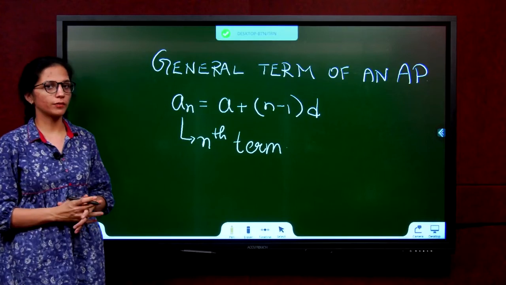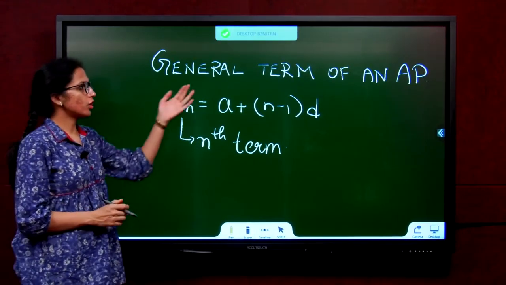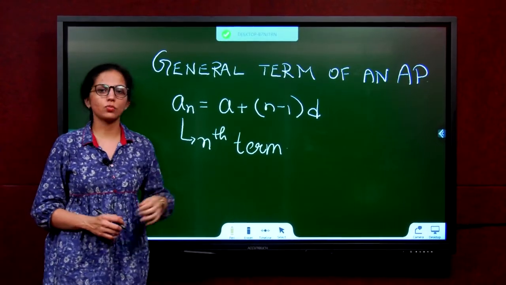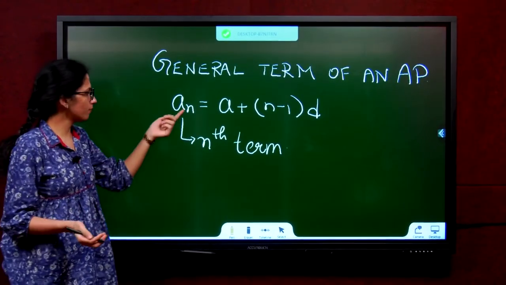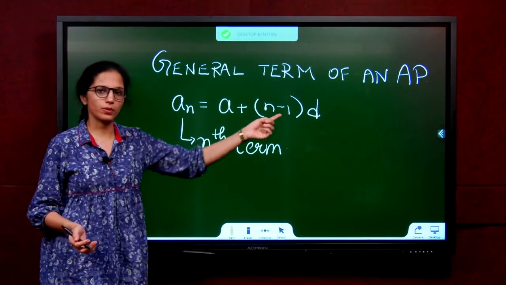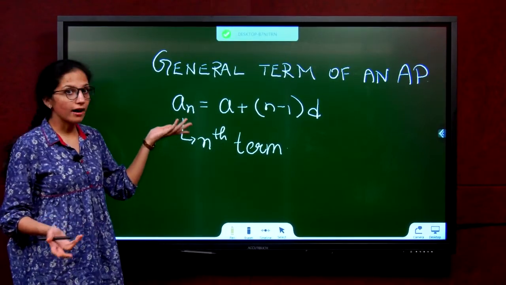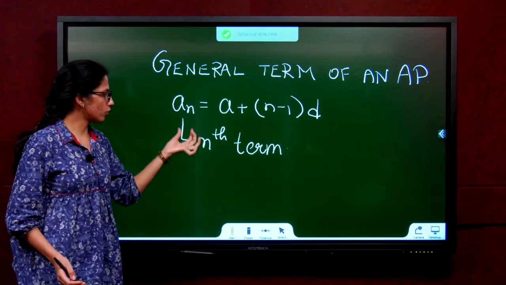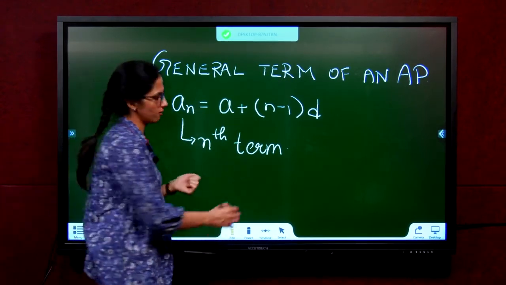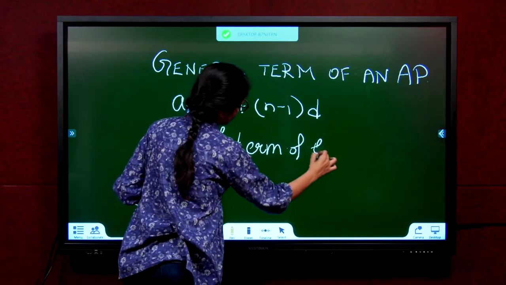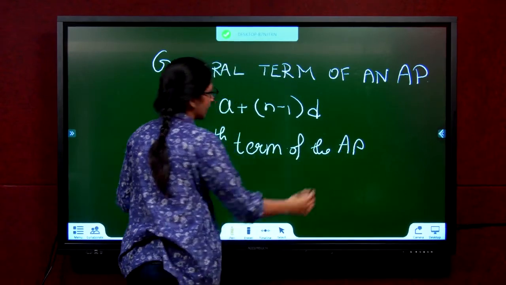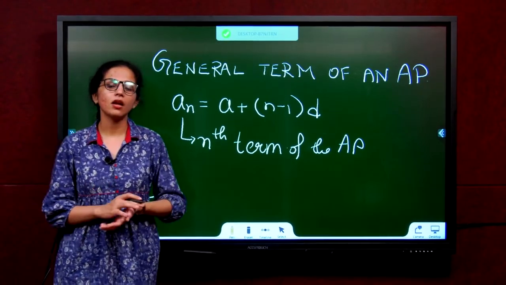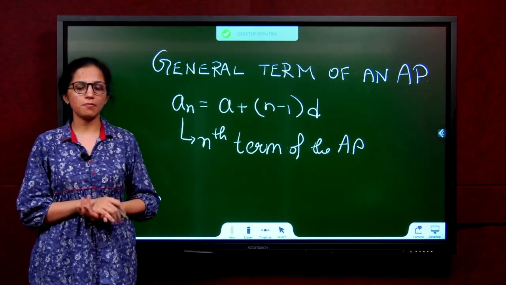Let's just recall what we learned at the beginning. The general term of an AP is given by an = a + (n - 1) d. So if you want the 7th term, put n is 7, 7 minus 1. If you want the 100th term, n is 100, 100. This an is also called the nth term of the AP. So nth term, general term, same thing. Keep this in mind and we'll move to the next example problems and exercise.